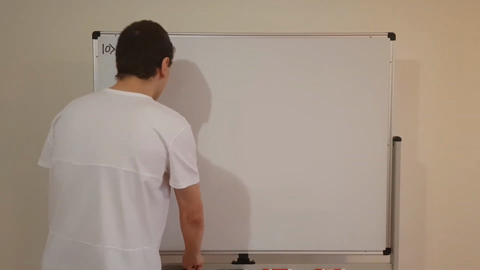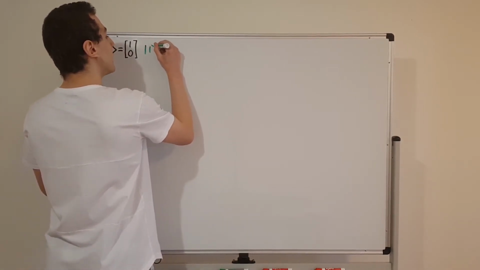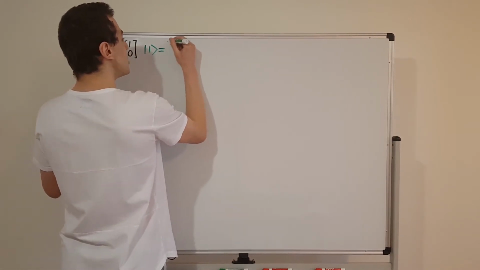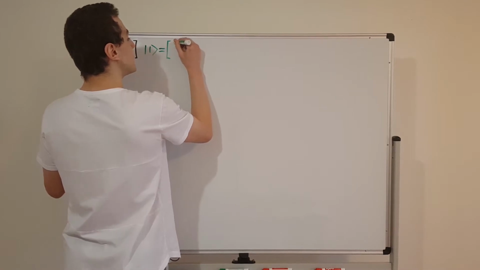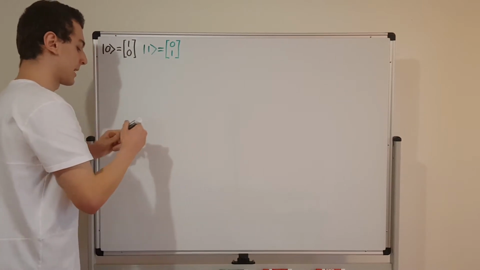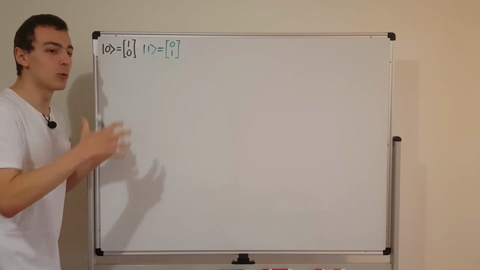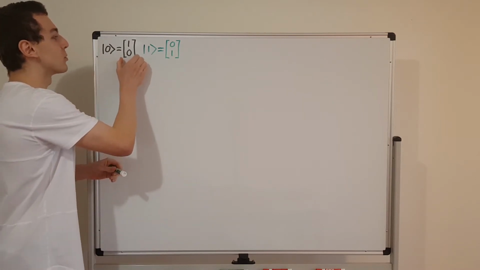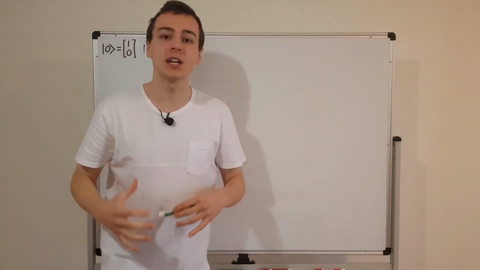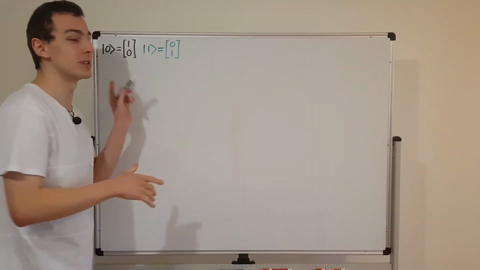Now let me write down the other basis vector, which I'm going to label by 1. So I'm going to put 1 inside this ket. So this is the 1 vector. And the matrix representation that I'm going to have over here is going to be 0, 1. So this is also a column vector. Now this equal sign may be a bit deceptive because these guys are not actually equal to each other. This is just a matrix representation of this state over here. It's a matrix representation in a particular basis. And later in the video, we're going to see what basis this is actually being represented in.